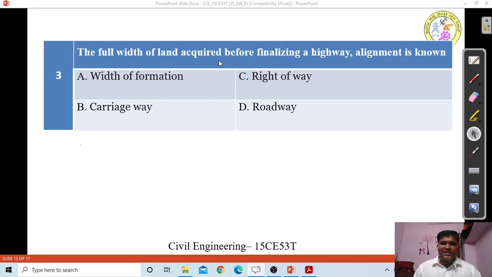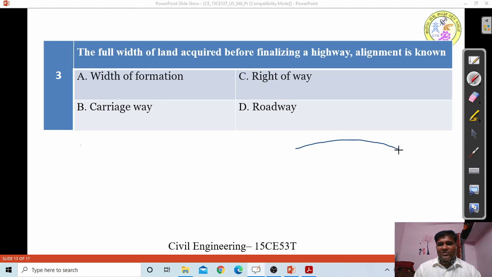The full width of the land required before finalizing a highway alignment is known as: A, width of formation; B, carriageway; C, right of way; and D, roadway. That is, whenever we are going to build a road, we have to acquire the land for the road.